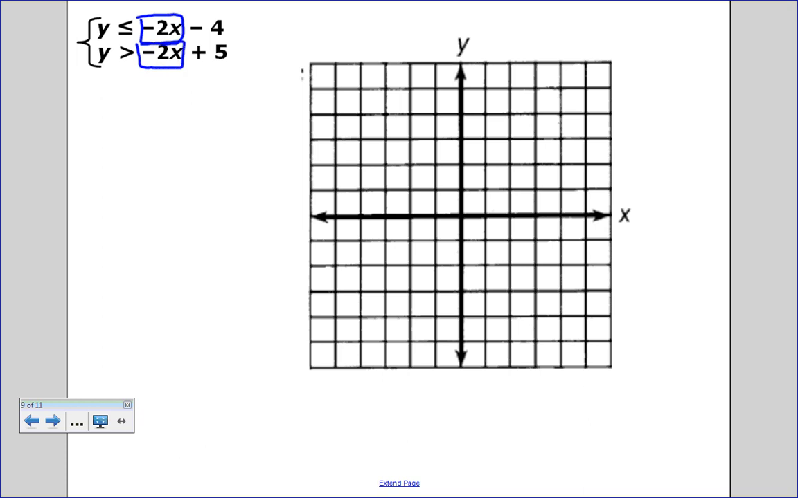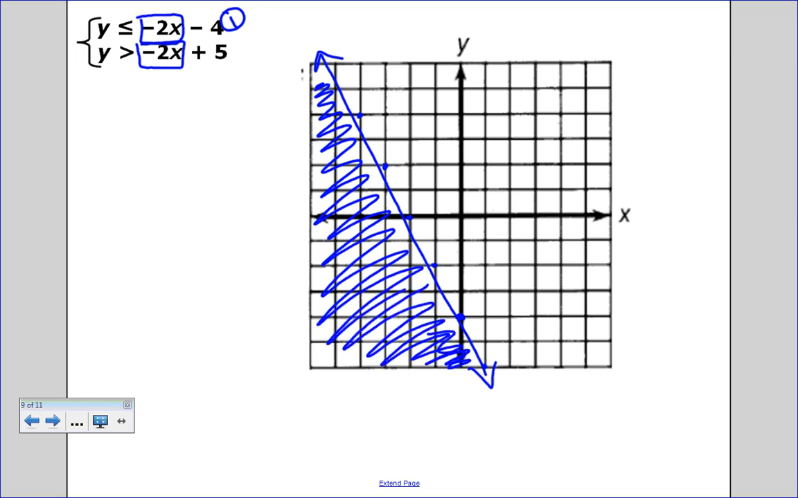If I have y, I know they're going to be parallel. So you know they're parallel. I'm going to do this first one. My slope is negative 2x. And I'm talking about a solid line, and I'm also talking about everything that is less than this line. Everything that's less than or beneath this line.